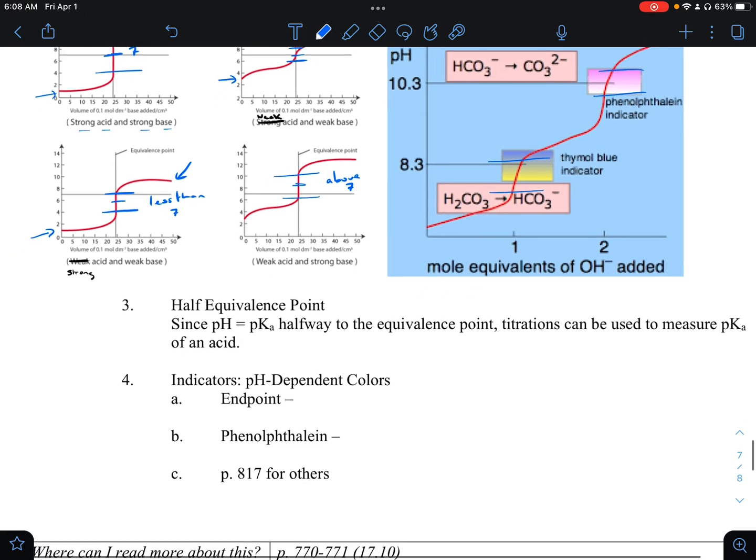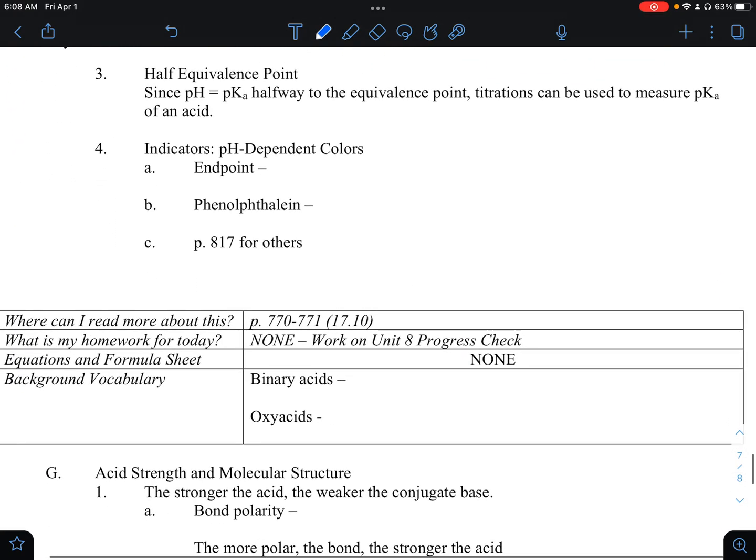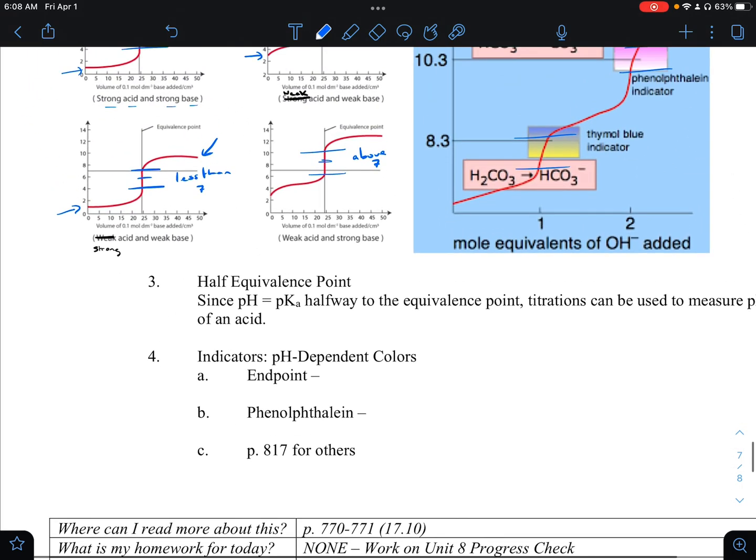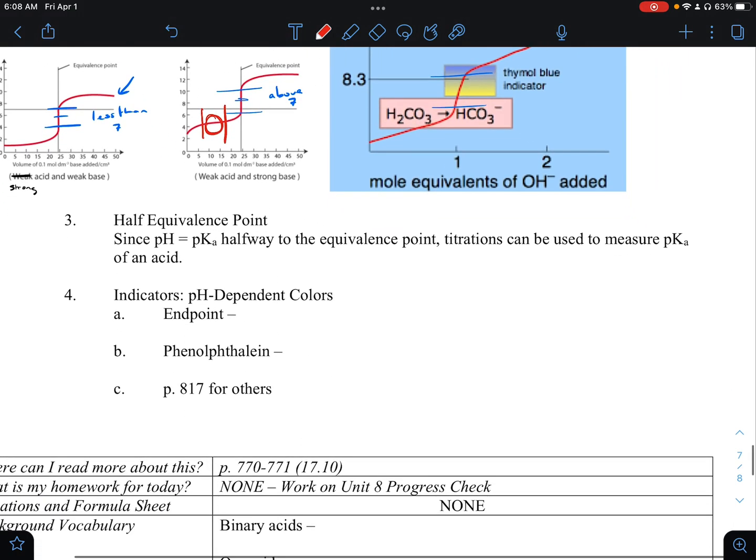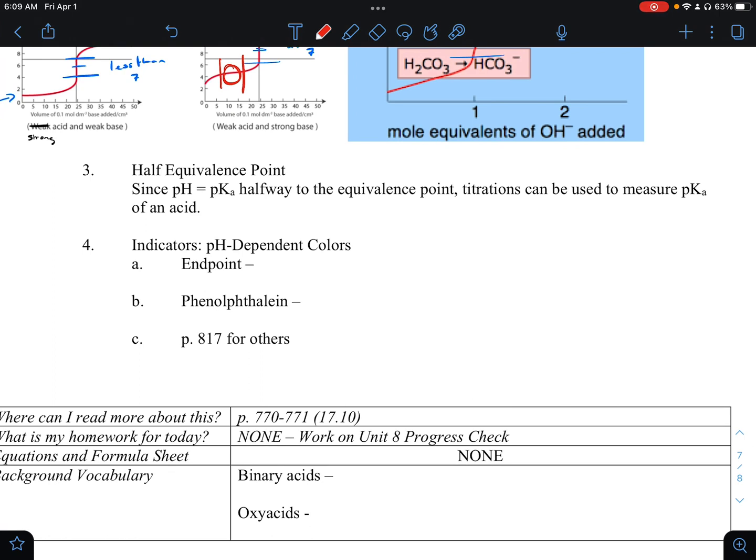Along the same lines, if we're trying to find pKa, all we have to do is find our halfway point to the equivalence point. So when we're halfway to the equivalence point, looking back up here, let's change colors a little bit, right in there, that's going to be our pKa. Once we know our halfway point, we can find our pKa.